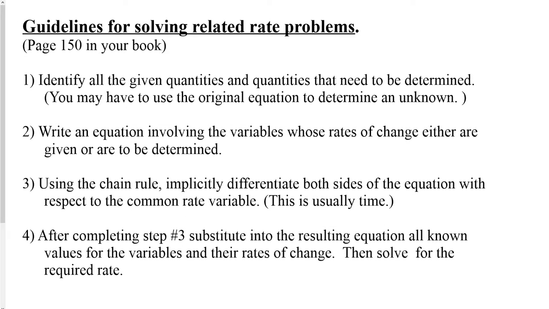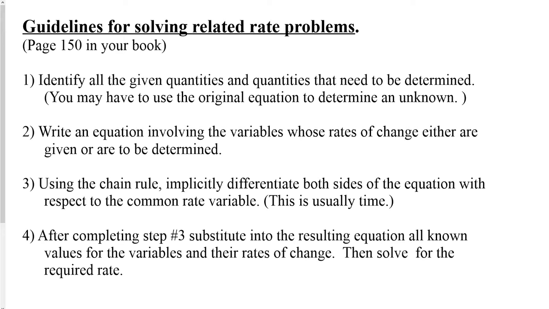And then we're going to use the chain rule to implicitly differentiate both sides of the equation with respect to the common rate variable. In most cases, it's time, but it's not always the case. And then after completing step number 3, we're going to substitute into the resulting equation all known variables for the variables and their rates of change, and then solve for what we were looking for, what needed to be determined.